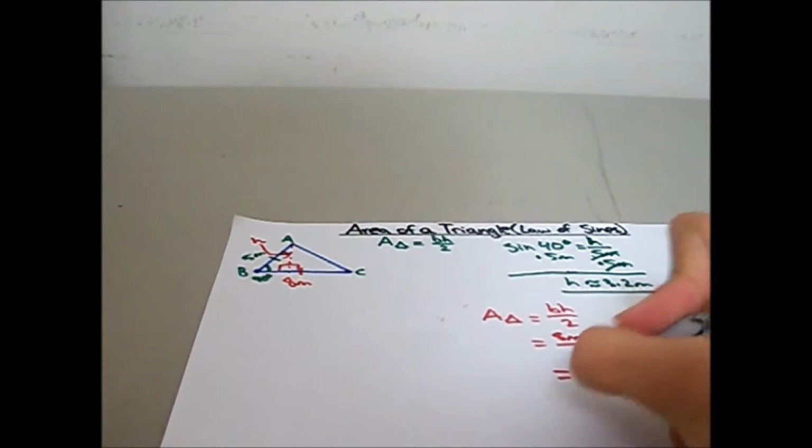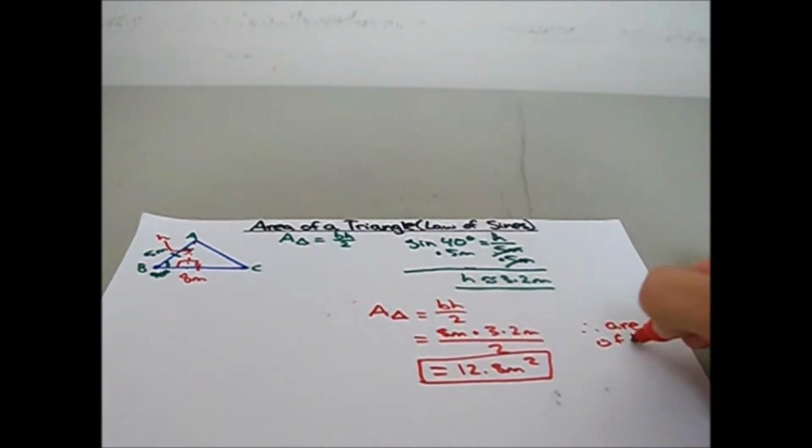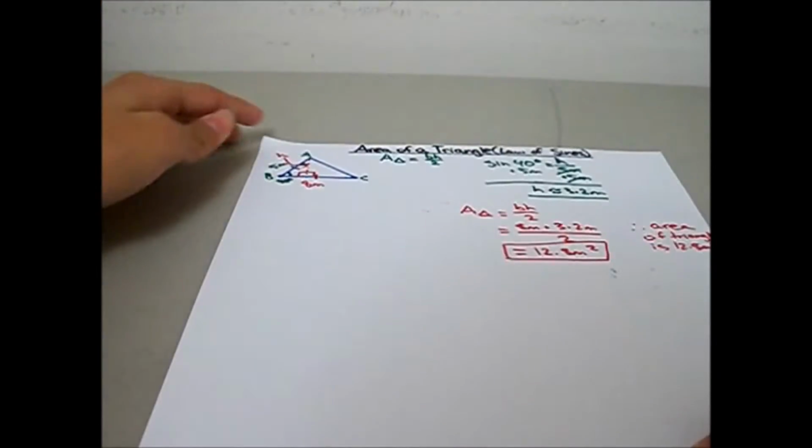So our area in this case, therefore, area of triangle is 12.8 meters squared, or square meters. Let me just give a quick review.